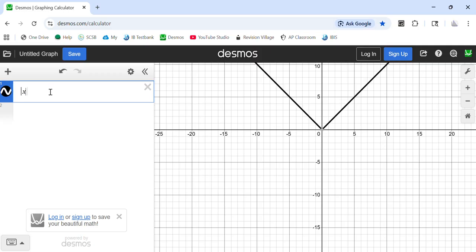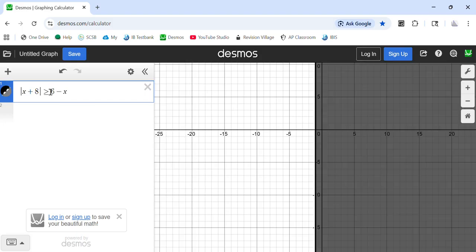All right, absolute x, what was the first one? Plus 8, absolute, and then greater than or equal to 6 minus x. So the greater than is where the period is, so shift, and then hit equals, and it'll put the equal to bar for you, 6 minus x.